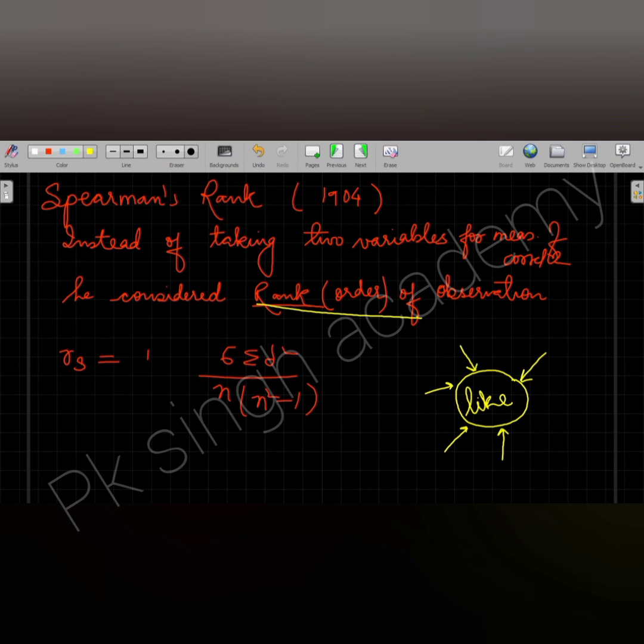The formula will be 1 minus 6 summation of d square divided by n square minus 1. Clear? As we are drawing from a sample, that's why we use n square minus 1. If the population is less than 30, then we will write only n. If the population is very large, or infinite, then to make a finite set, we use the -1. Clear?